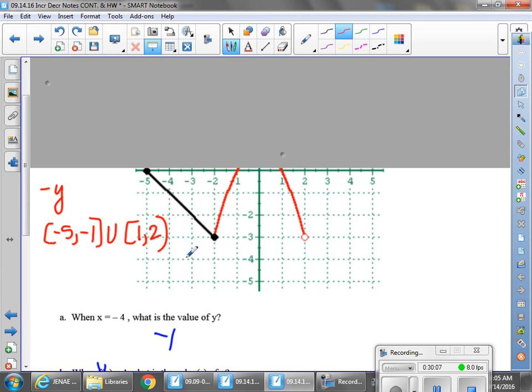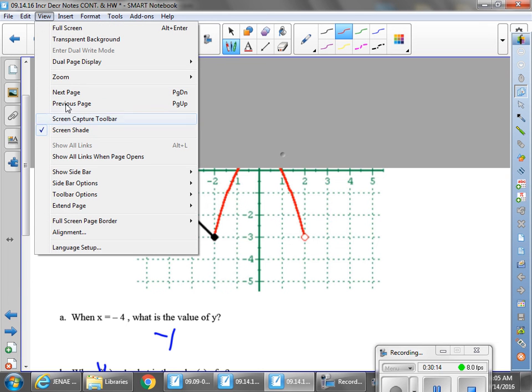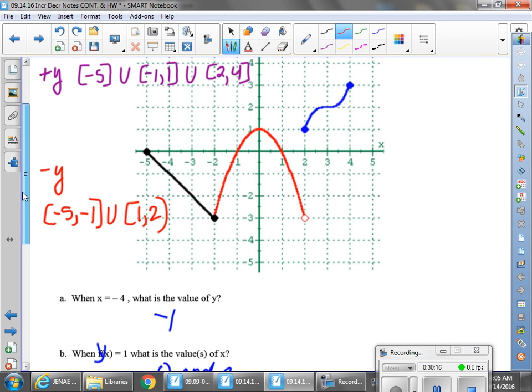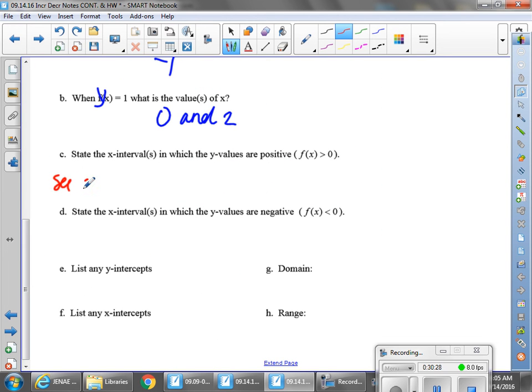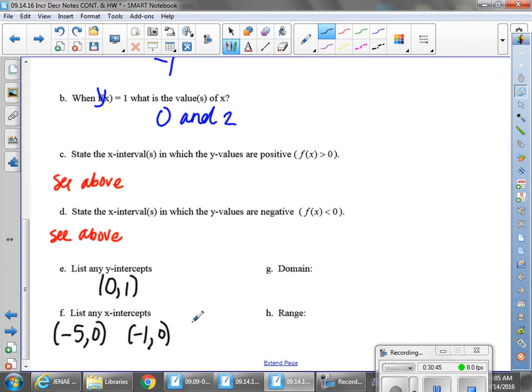Take a second to check your y-intercepts, x-intercepts, domain, and range. Solid dot? Good question. Who's got my y-intercept? Good. My x-intercepts? And the last one was 1, 0, you said? And who's got domain? Somebody else.